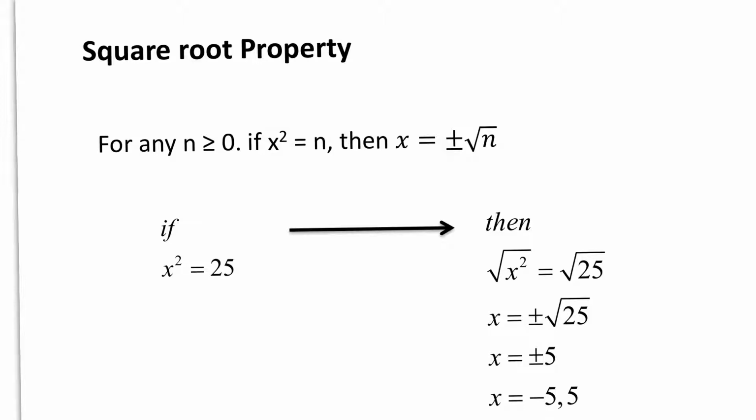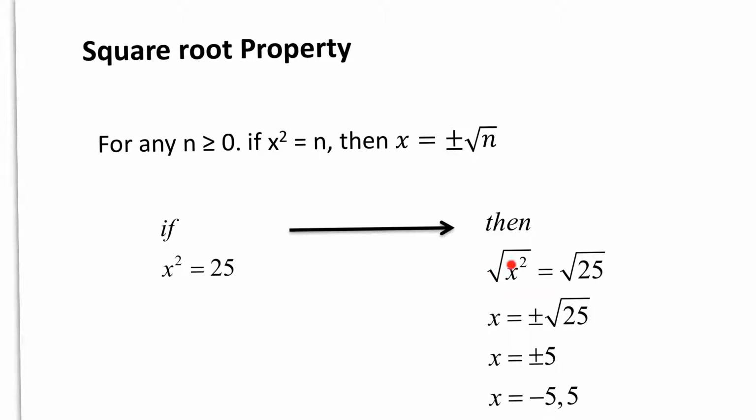Why? Well, here's an example. If you have x squared equals 25, you're trying to solve for x. Remember, solving is to get x by itself. Right now, x is not by itself because it has a square. So you have to get rid of that square. To get rid of the square, you are going to take the square root, and that's where the property comes in.